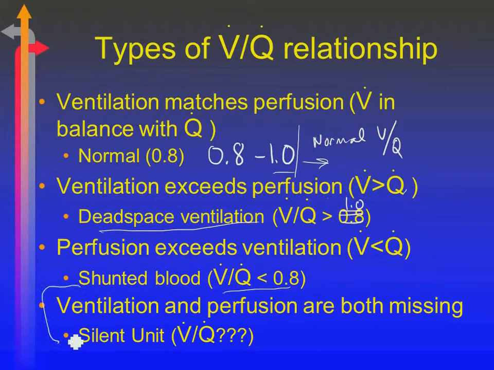What about if I got nothing going to either? I got no ventilation, no perfusion. You're dead. Now, on a given breath, you may have an alveolus that is neither ventilated nor perfused. We call that a silent unit. It contributes to nothing, so you kind of just ignore it. But it's also, in your range of possibilities, something that could exist.